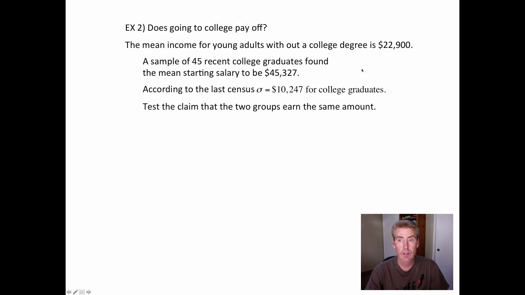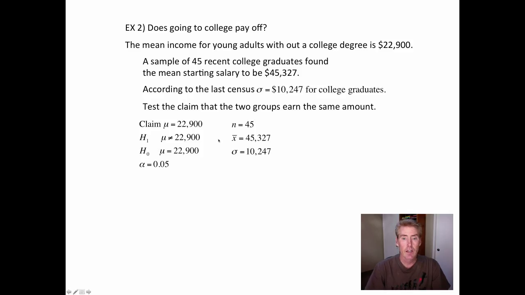So this is our X bar. This is going to be the mu. So the claim is that the overall average, mu, equals $22,900. It's going to be a two-tailed test, which I forgot to write right here, but it's a two-tailed test. And as always, write down the sample information.